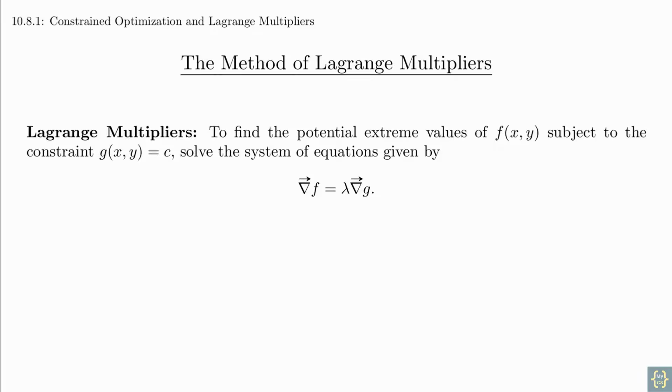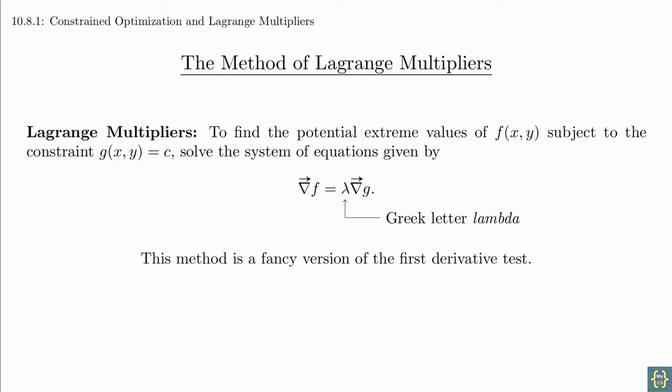To find the extreme values, solve the system of equations given by setting the gradient of f equal to a multiple of the gradient of g. This symbol is called lambda, and it's the Greek letter L. Solving this will locate points along the constraint where the directional derivative is equal to 0, which is basically the same idea as the first derivative test of single variable calculus.